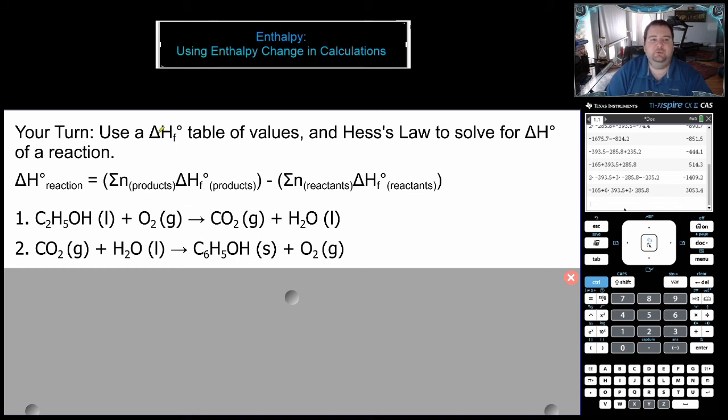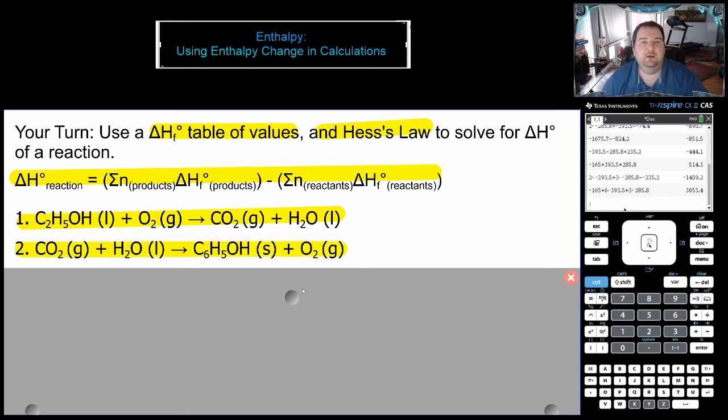You're going to need to use your heat of formation table of values. You're going to need Hess's law, and you're going to want to use this equation here. And do that for these 2 problems. Now, I'm going to give you a little bit of a hint because I don't want you wasting your time. Look at those problems. Are they balanced? Once you're done and you have the solution, you can come on back. Till then, pause the video and work them out. See you soon. Okay, welcome back.